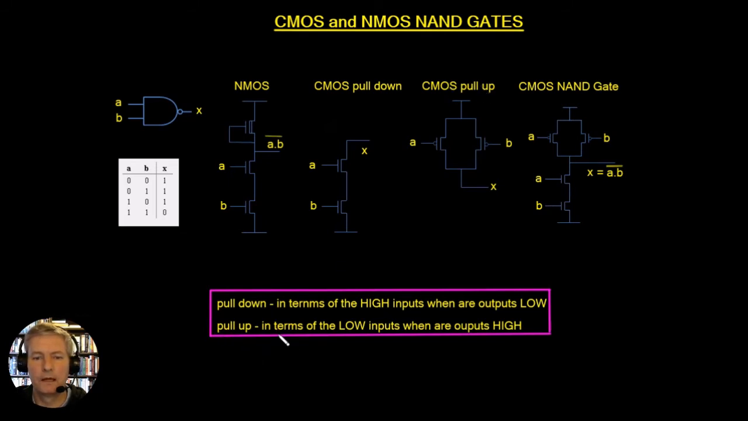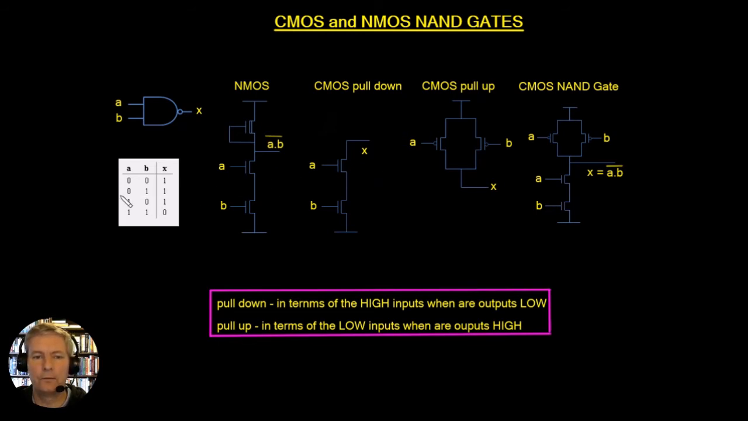So if we look at it in terms of the pull-up network, we can say, in terms of the low inputs, when are the outputs high? So here's the low inputs here. So we've got a 0, 0 there, we've got a 0 here, and we've got a 0 here. So we're looking at these inputs here, and we're saying, when do the outputs go high? So they go high in each of these. So it means that if A is low or B is low, we're going to get a high output. So remember, whenever we're ORing things together, what we're doing is we're putting them in parallel.